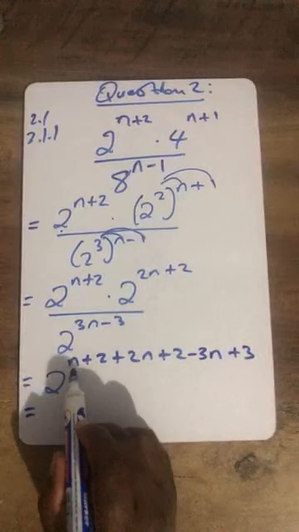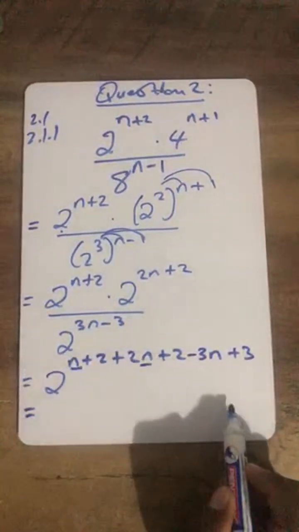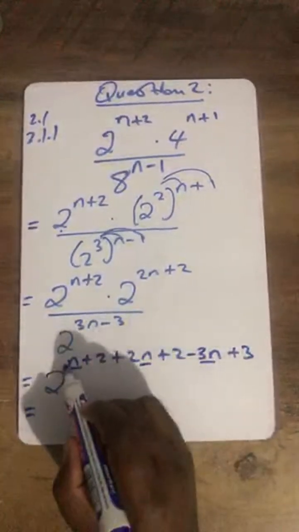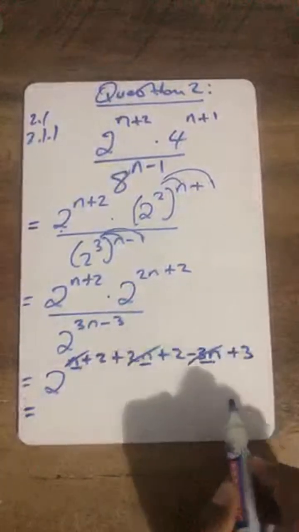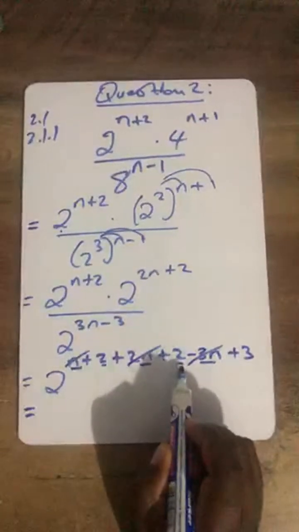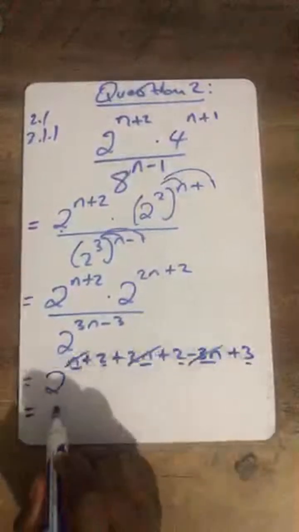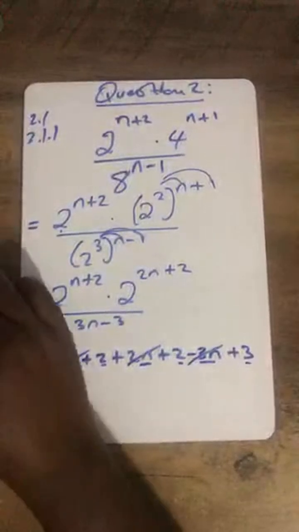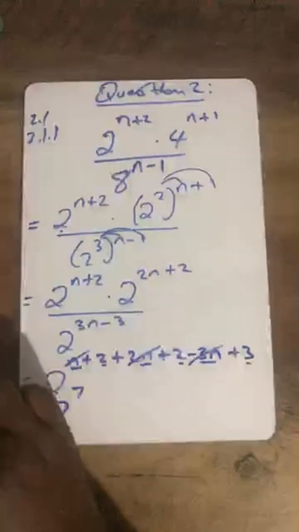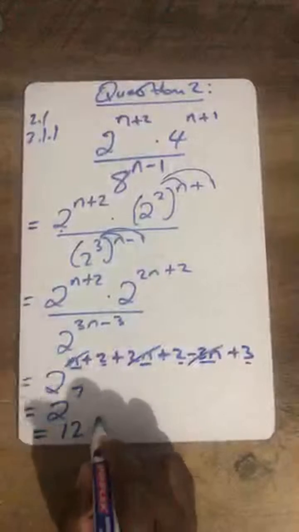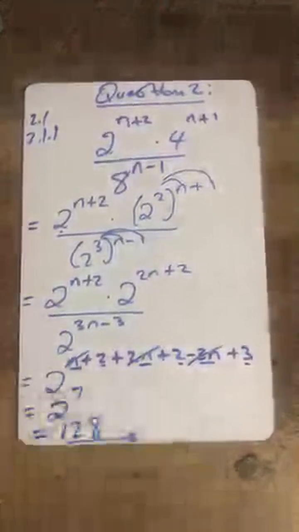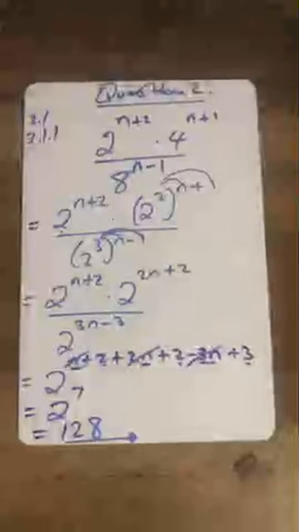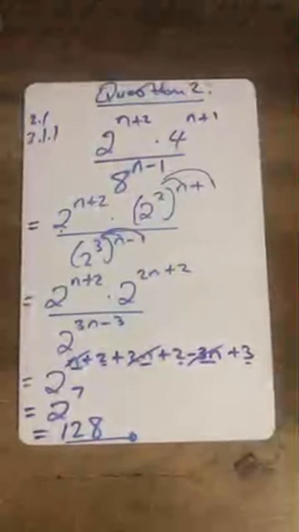So let's see. Can you guys see this and that? They give you 3n. Minusing 3n, it means that they are cancelling. So you have 2 plus 2, which is 4, plus 3. So that means you have 2 to the exponent 7, which finally equals 128. So the final answer to that question is 128. And trust me, with you dealing decisively with that, we just give you 3 marks.